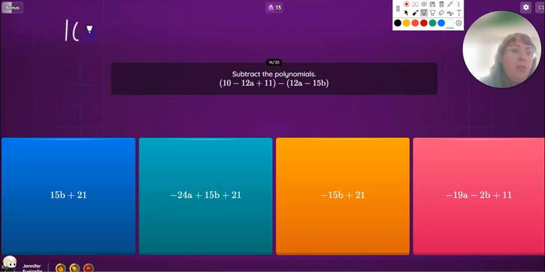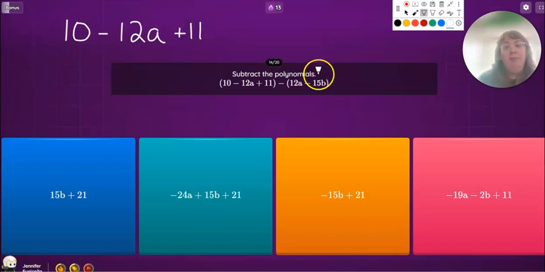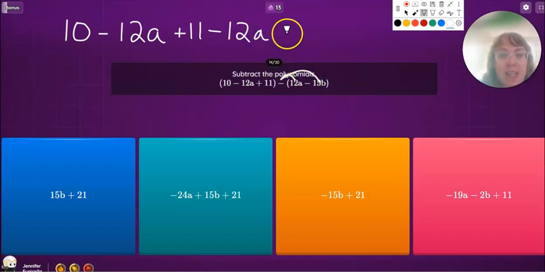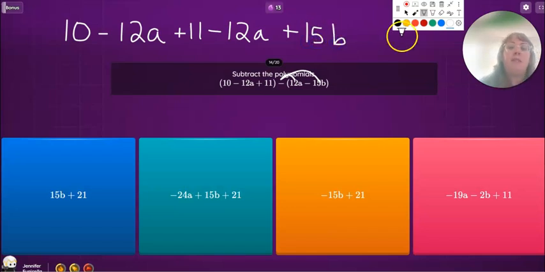Subtract the polynomials, so you can write the first one just as is, 10 minus 12a plus 11. Then you're subtracting a 12a, and you're subtracting a negative 15b, so it's plus 15b.